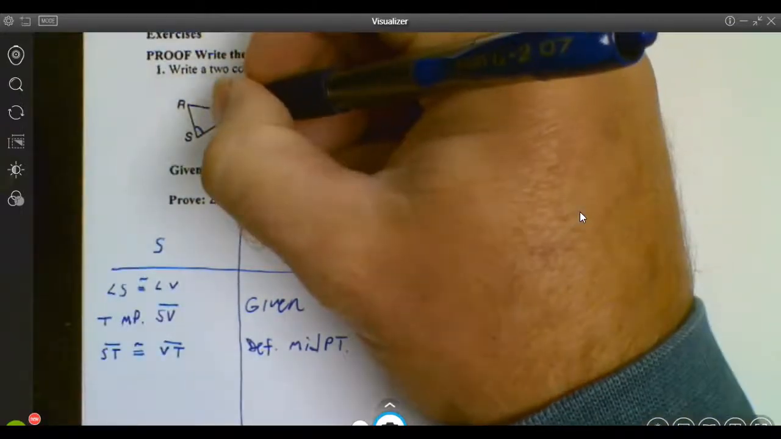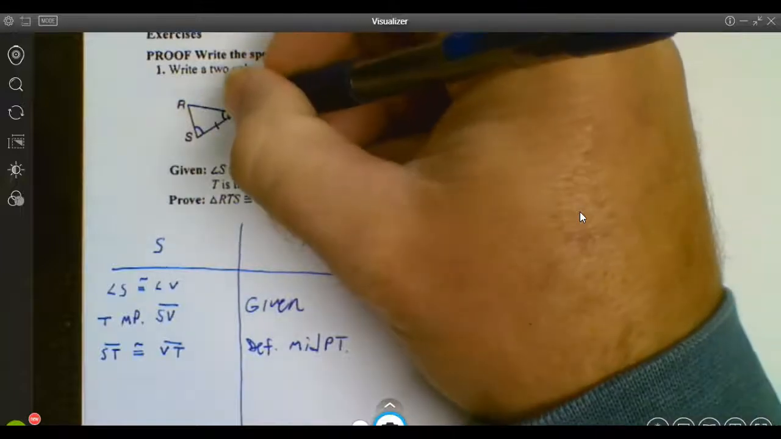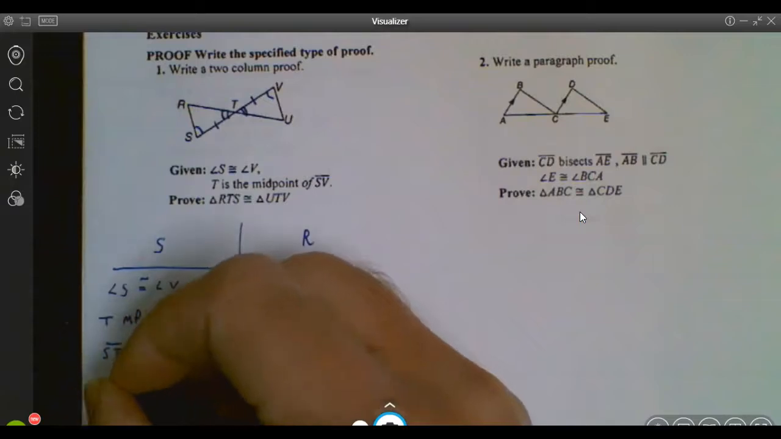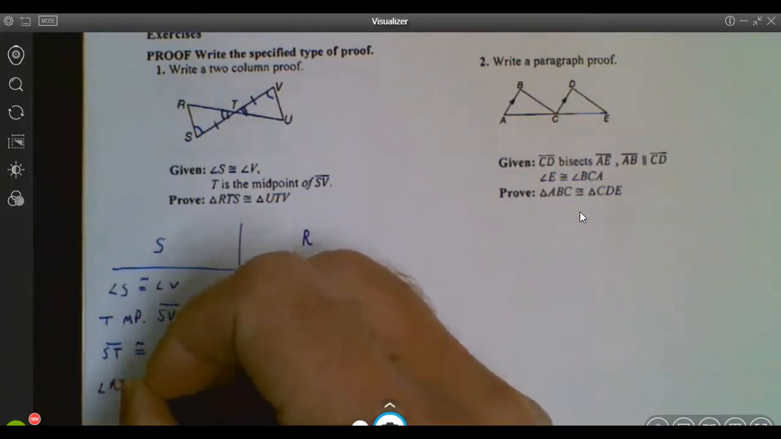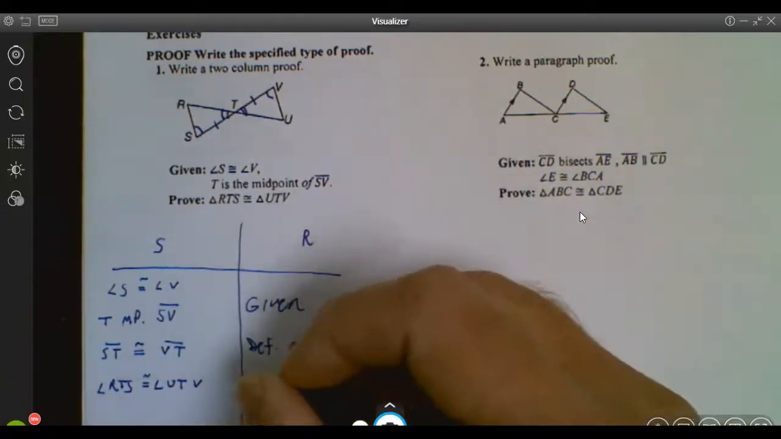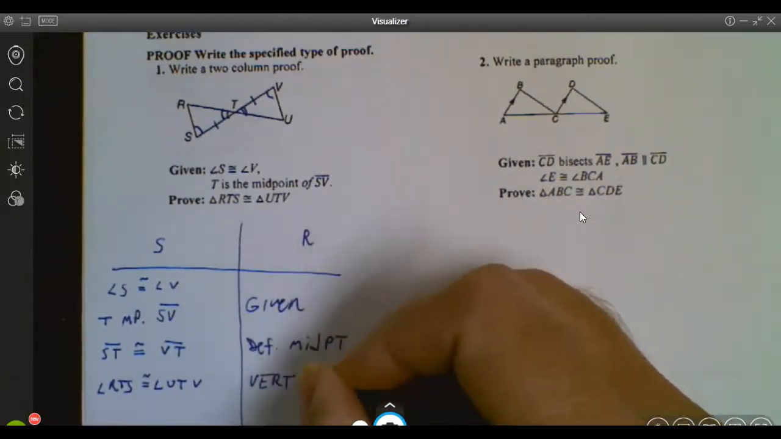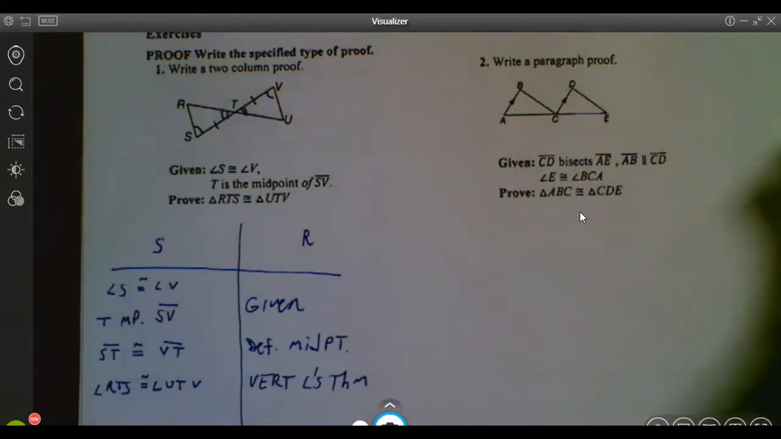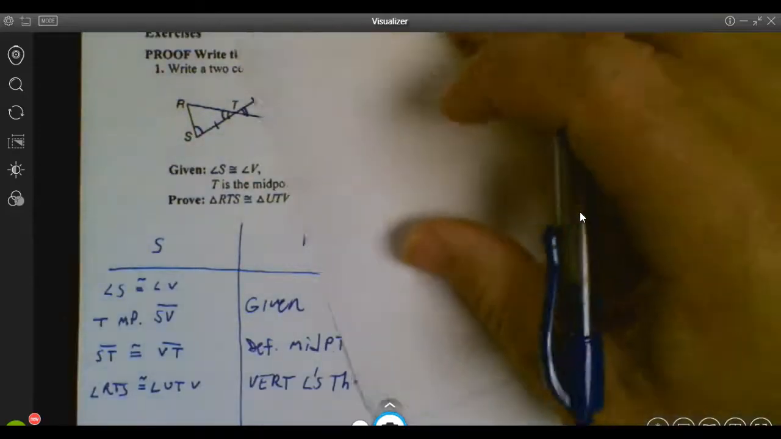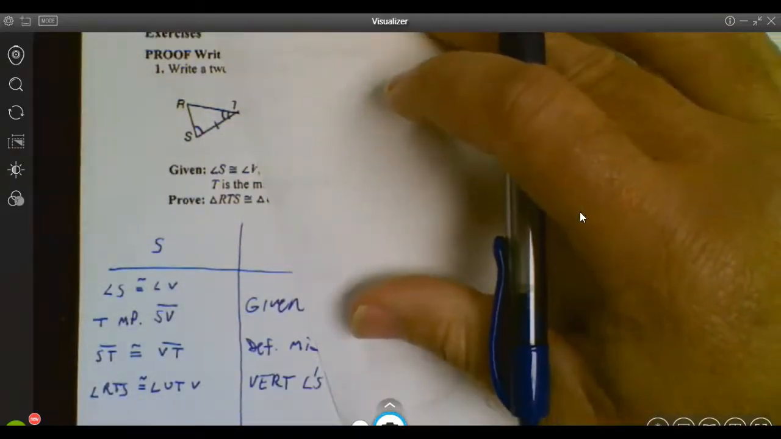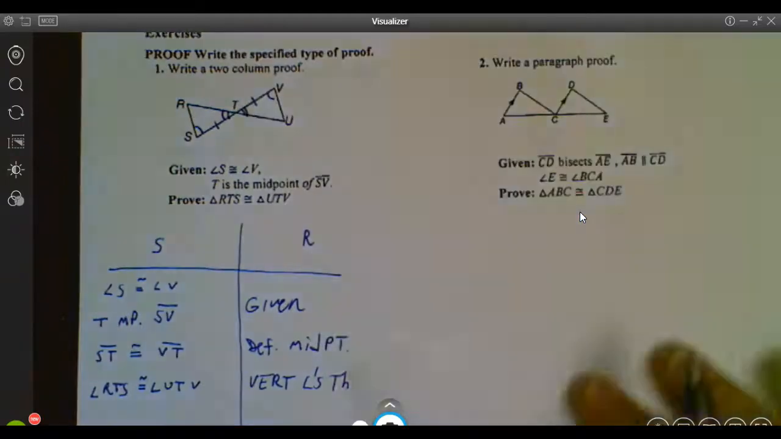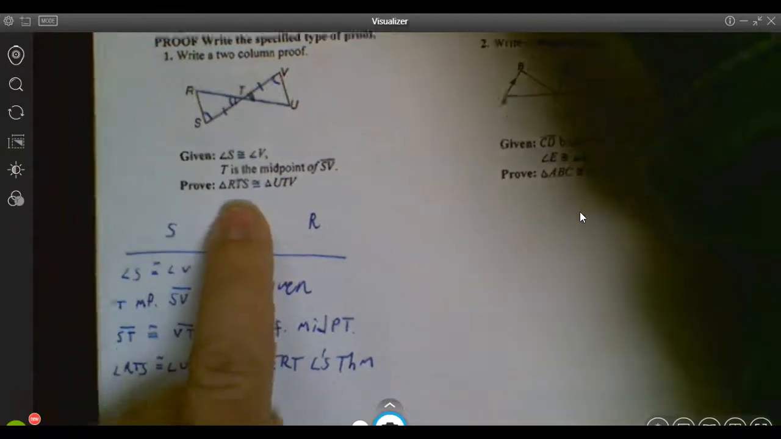We see our vertical angles right here in the middle. So angle RTS is congruent to angle UTV. By vertical angles theorem. And now look at our diagram. This is how you know when you've come up with enough information. Let's cover up one triangle and just look at that. So if I just look at those markings, I can see that I now have angle, side, angle. And so now I can say this statement has been proven.